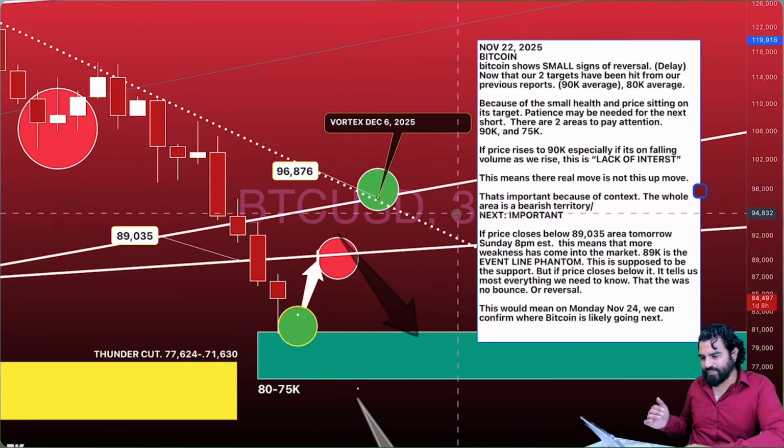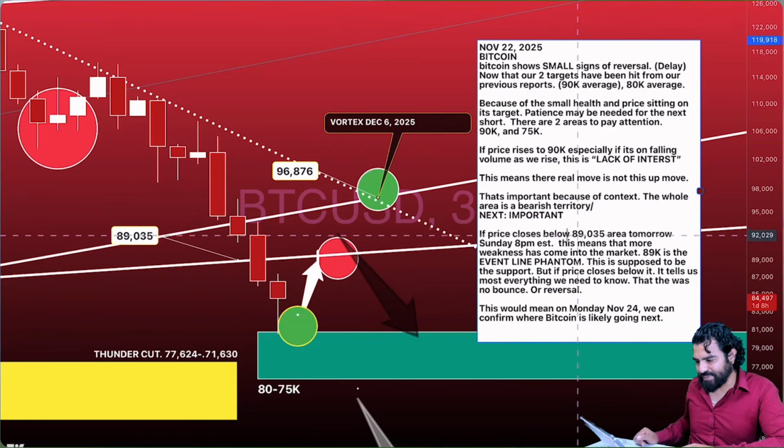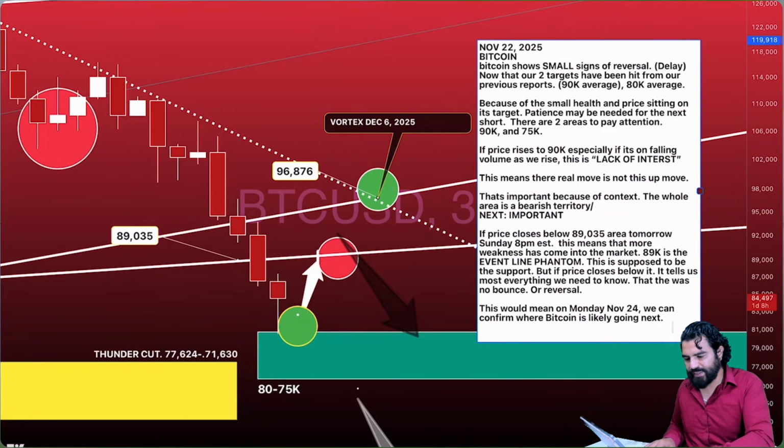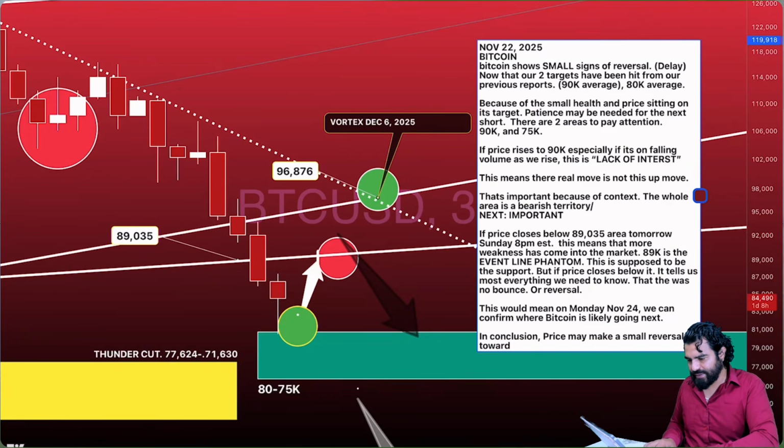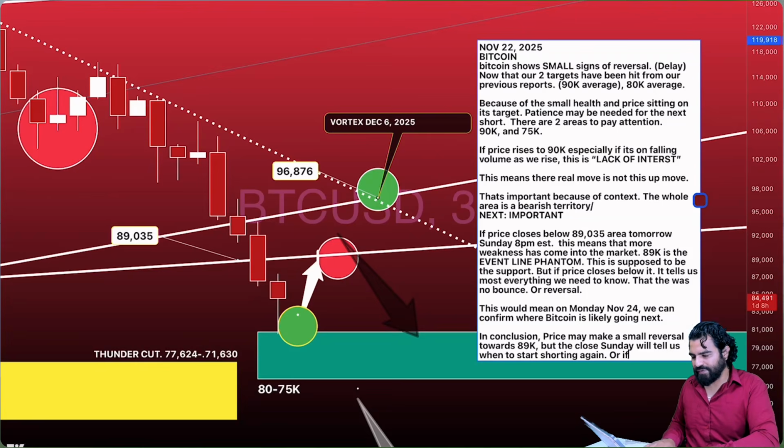Okay, so all of this telling us, let's put it in summary. I'm looking forward, in short, or in conclusion, price may make a small reversal at 89K, but the close Sunday will tell us when to start shorting again, or if more health is short term.